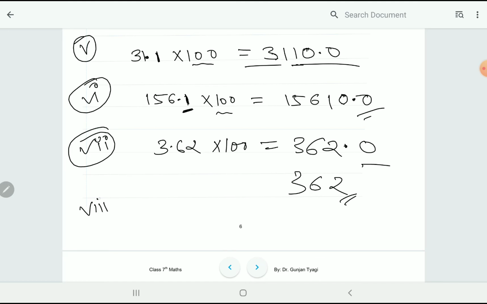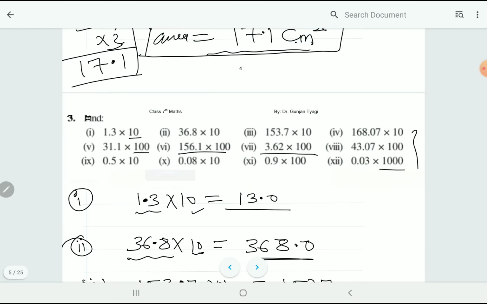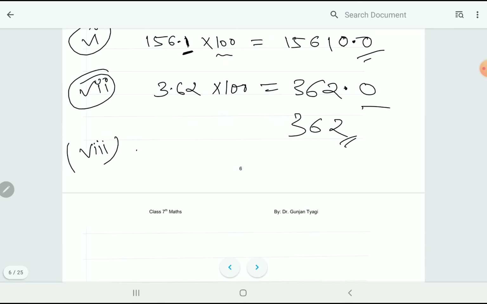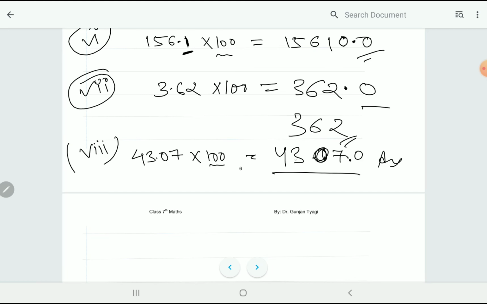Let's do the eighth part. Eighth part is 43.07 multiply 100. So multiply by 100. Again decimal shifts by 2 places to the right. So this is your answer. 4,307.0.